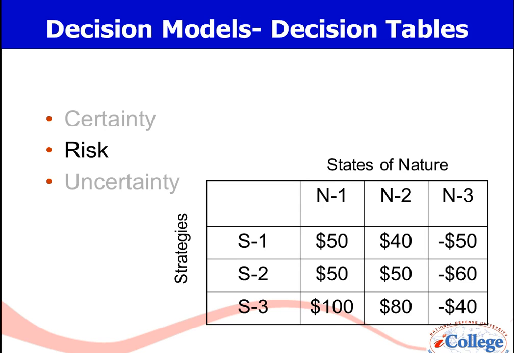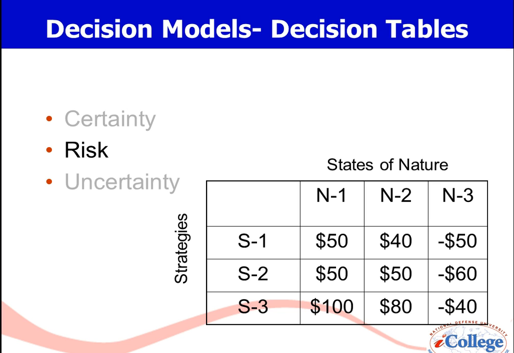Strategies represent the possible decisions I may make. In this case, I can choose one of 3 strategies, S1, S2, or S3. The intersection of the strategy and the state of nature is expressed by some quantitative value, in this particular case, dollars.